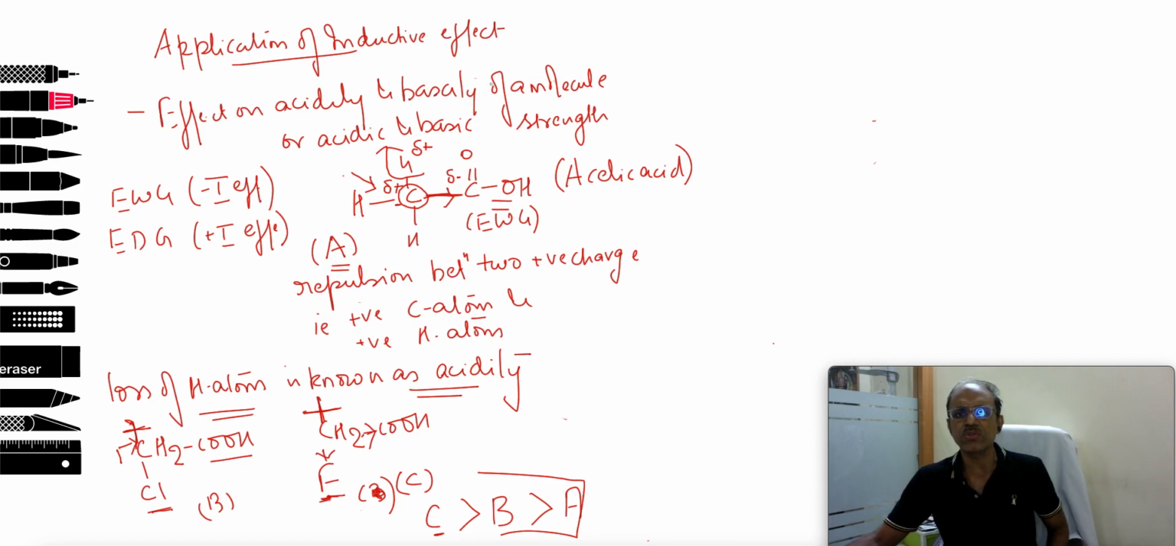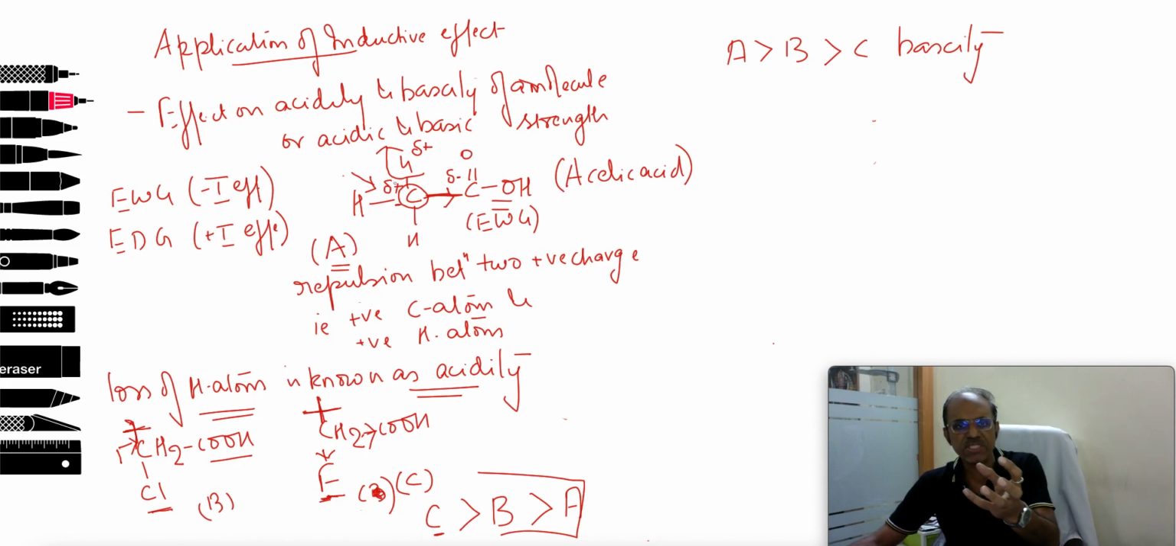Similarly, the other way around, A is more than B is more than C with respect to basicity. Here the positive charge is there, no doubt, but the capacity to retain the hydrogen will be much more. It will not try to give it off as compared to fluorine, which will want to give off the hydrogen atom of the carbon. So in terms of basicity, A is more than B is more than C.